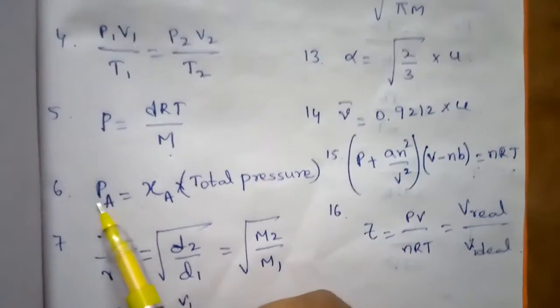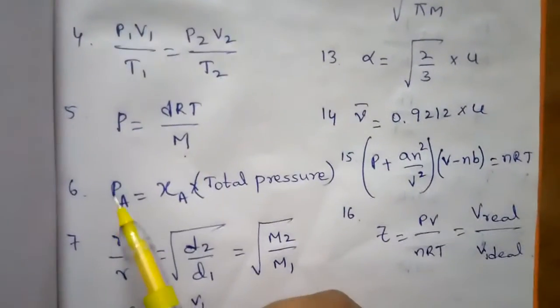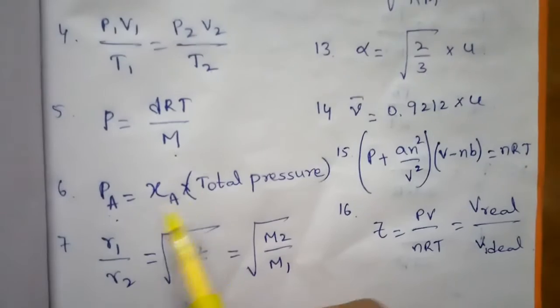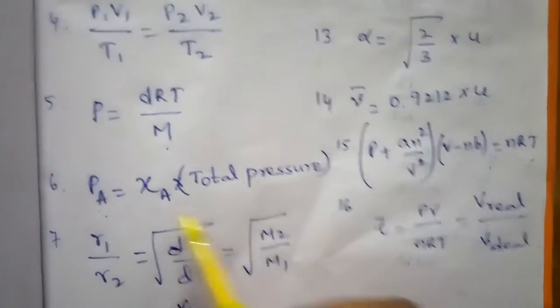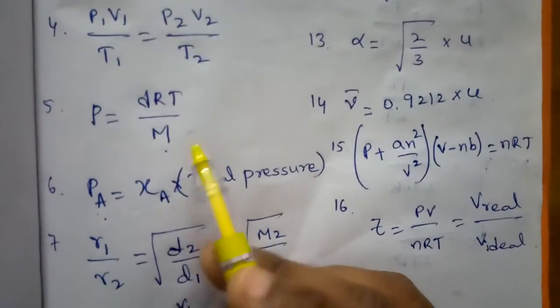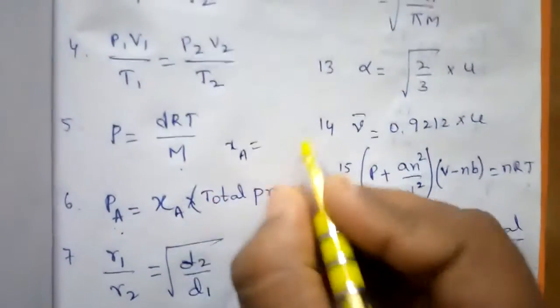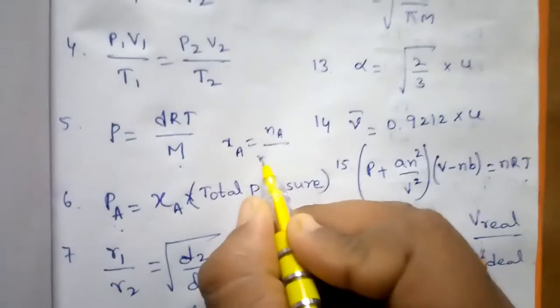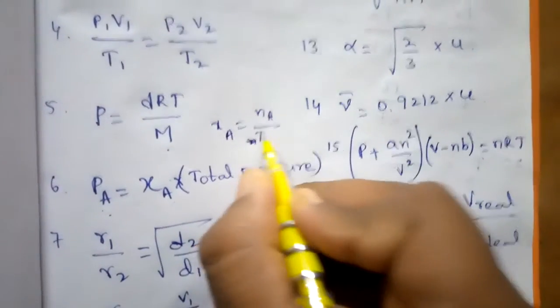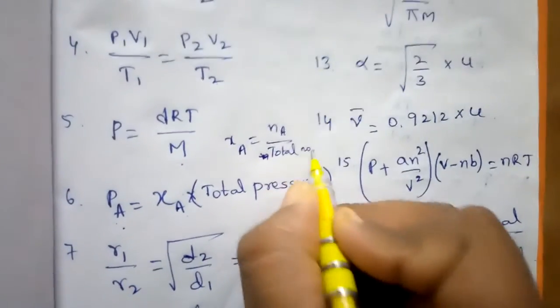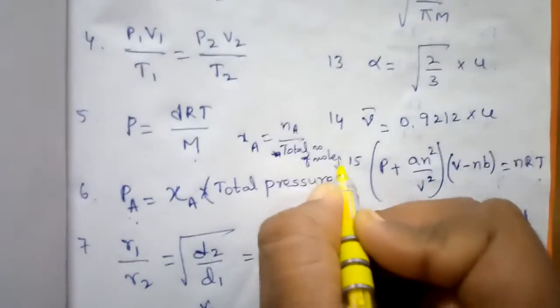Okay, and the partial pressure of A, like partial pressure of any molecule, equals mole fraction. This chi equals mole fraction of A. Mole fraction equals number of moles of A by total number of moles. We can write that into total pressure.